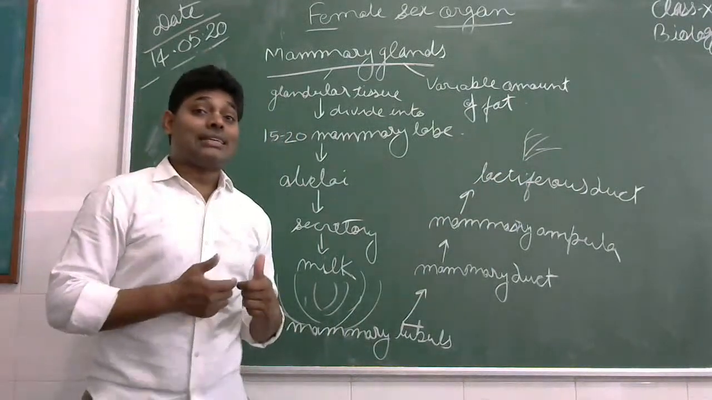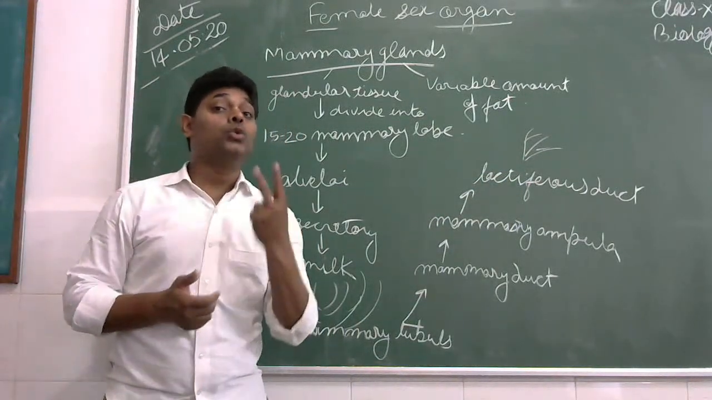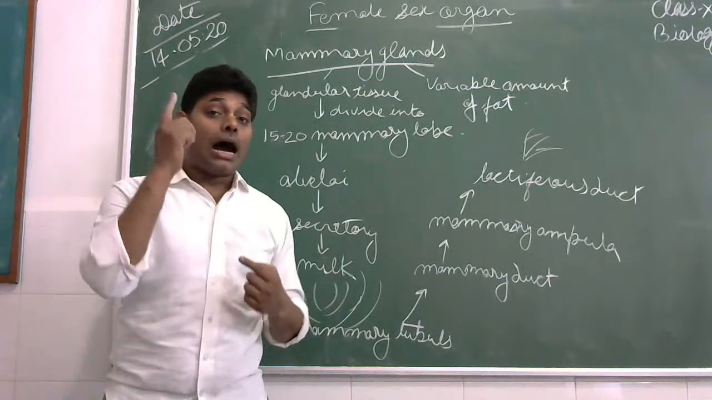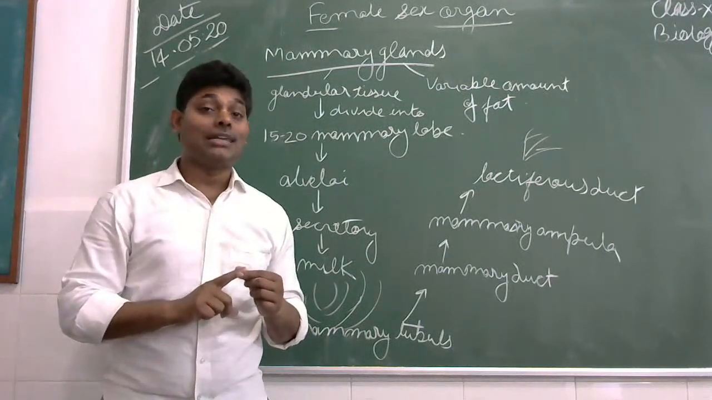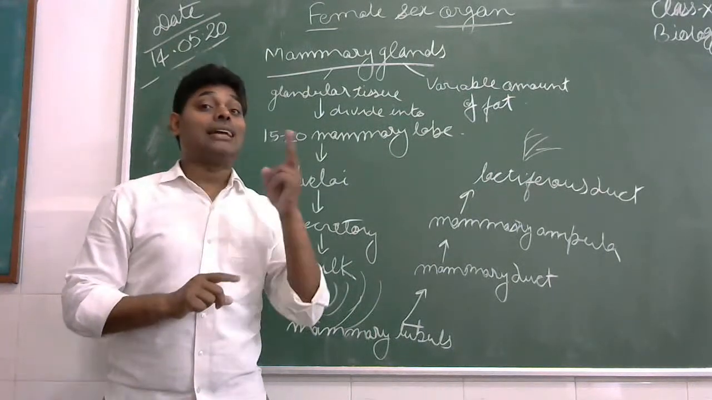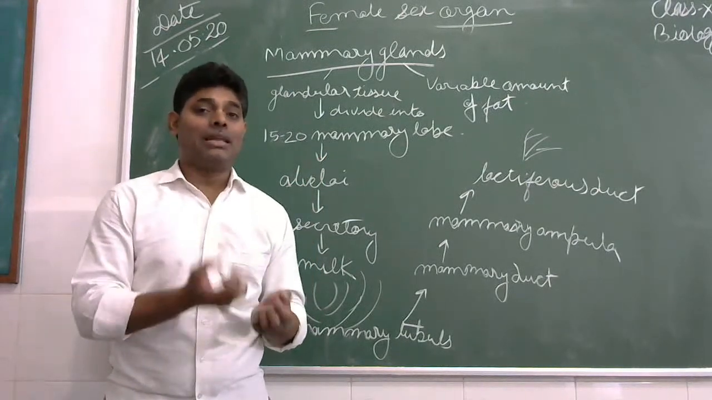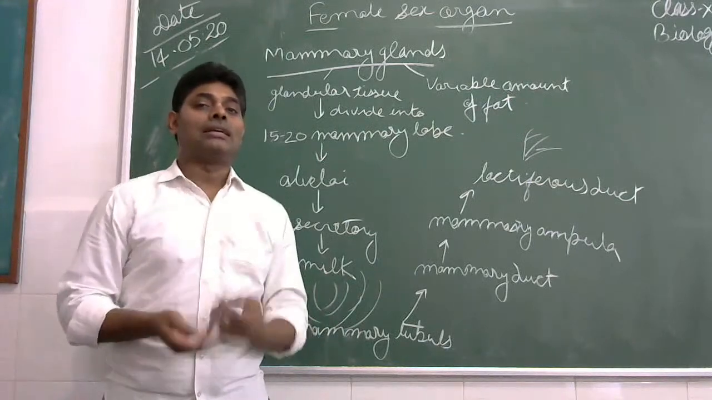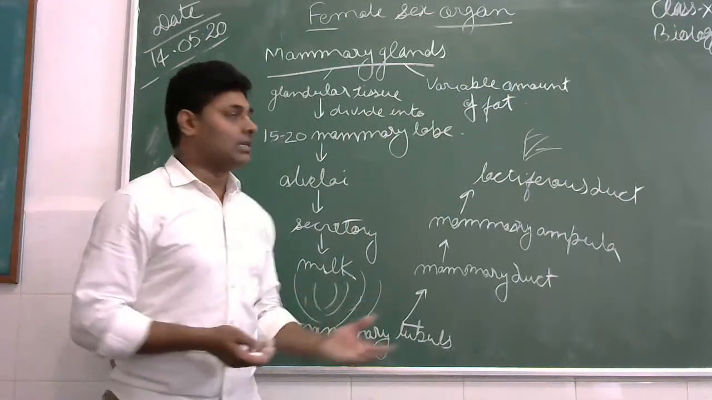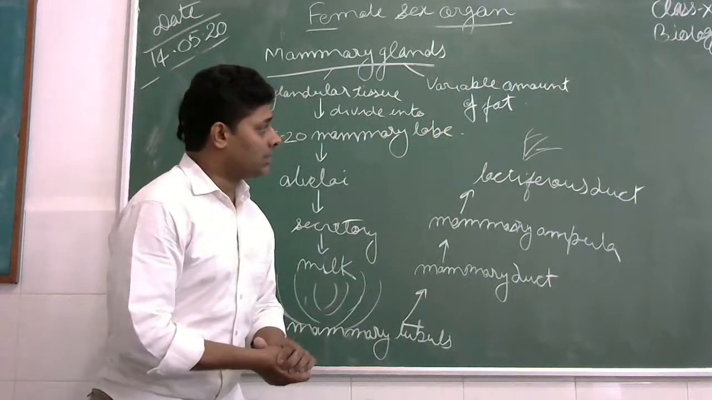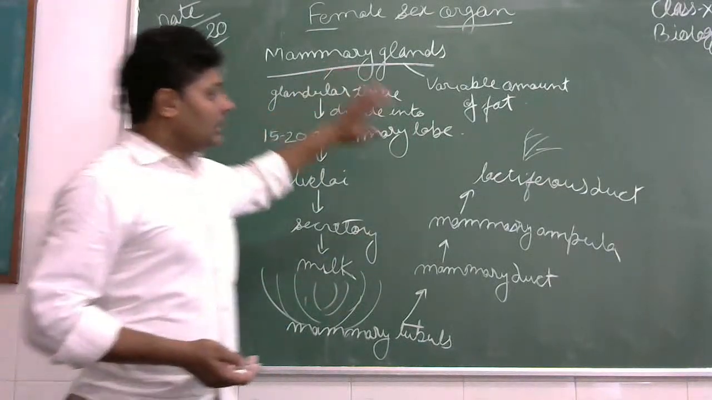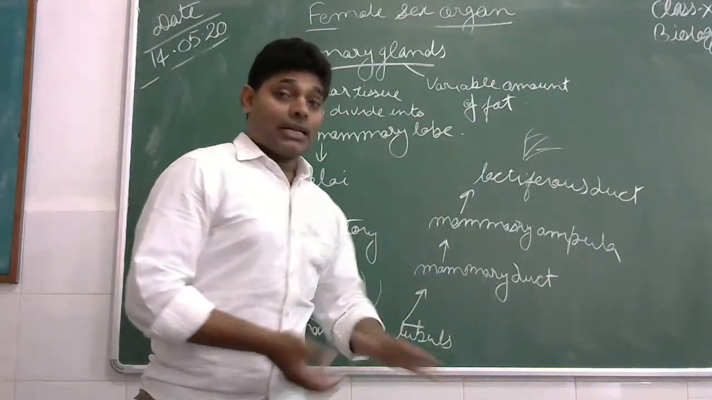Milk secretion occurs due to two reasons. Number one, the hormonal reflex, that is the oxytocin hormone, and the next one is the suckling reflex. When the baby sucks, by its reflex the milk oozes out from the mother and the baby feeds upon it. So till here we have been studying the female sex organ.